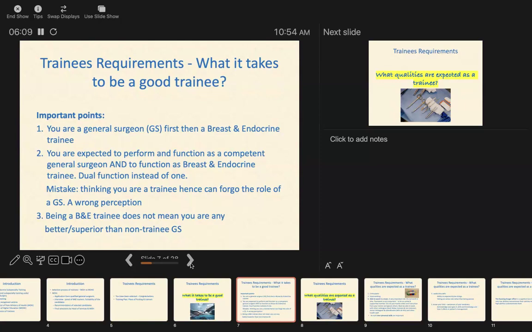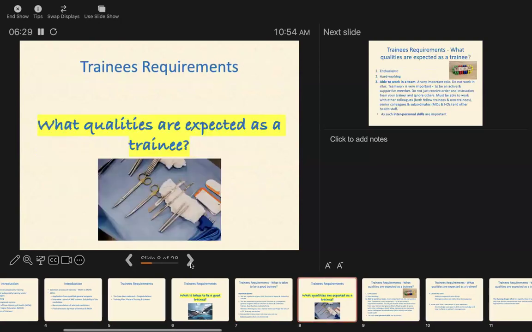And another concept to remember, being a breast endocrine trainee does not mean you are any better or superior than the non-trainee surgeons. You have to do on-call, you have to do all the scope, emergency procedures, you have to do it. You have to do laparotomy early in the morning, okay? So there's no exemption. Just because you're a breast endocrine trainee, you have not been privileged. Nothing of such thing, right?